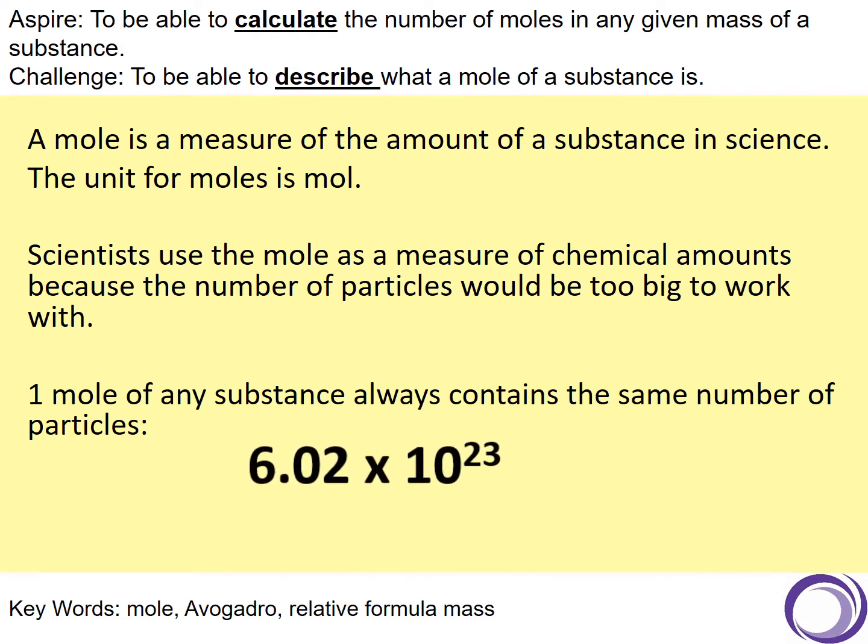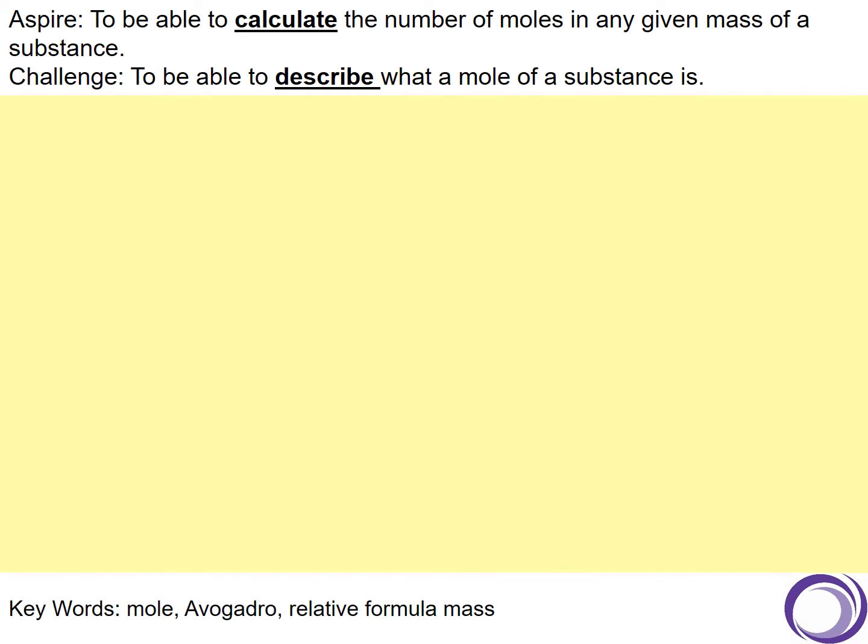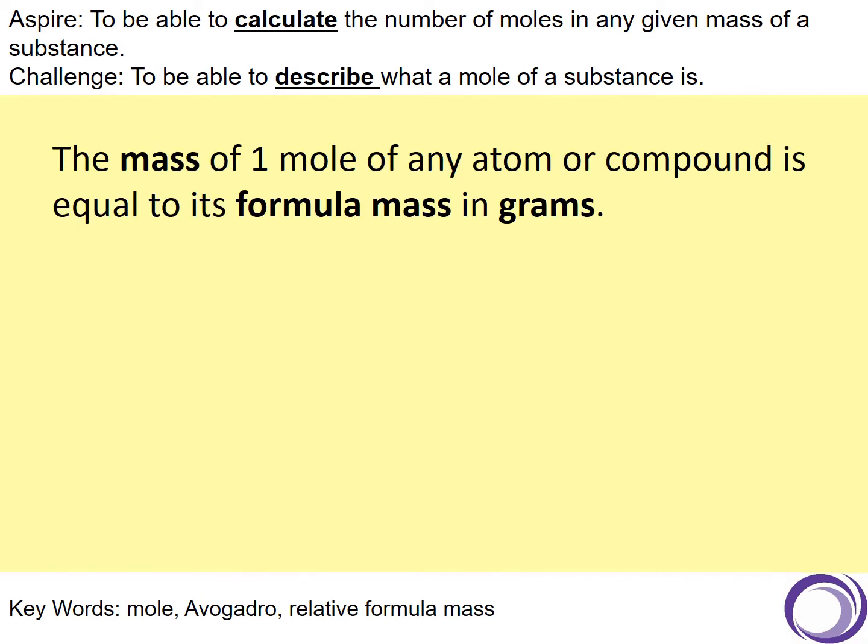So we need to learn this number. It's a really, really important number, but we also need to know that that is represented by a mole. And it has the name of the scientist who originally suggested it, Avogadro. So Avogadro's constant is 6.02 times 10 to the 23. And that's often a nice easy mark on an exam question.